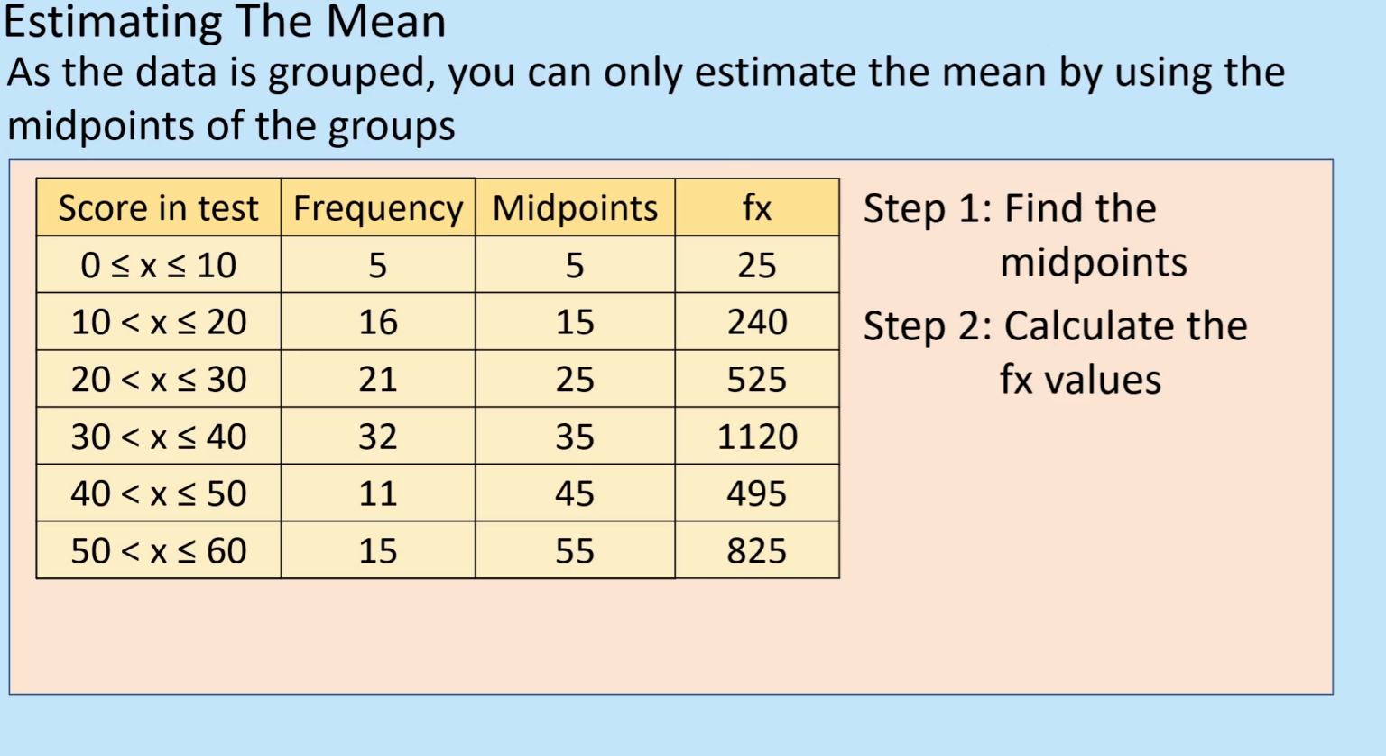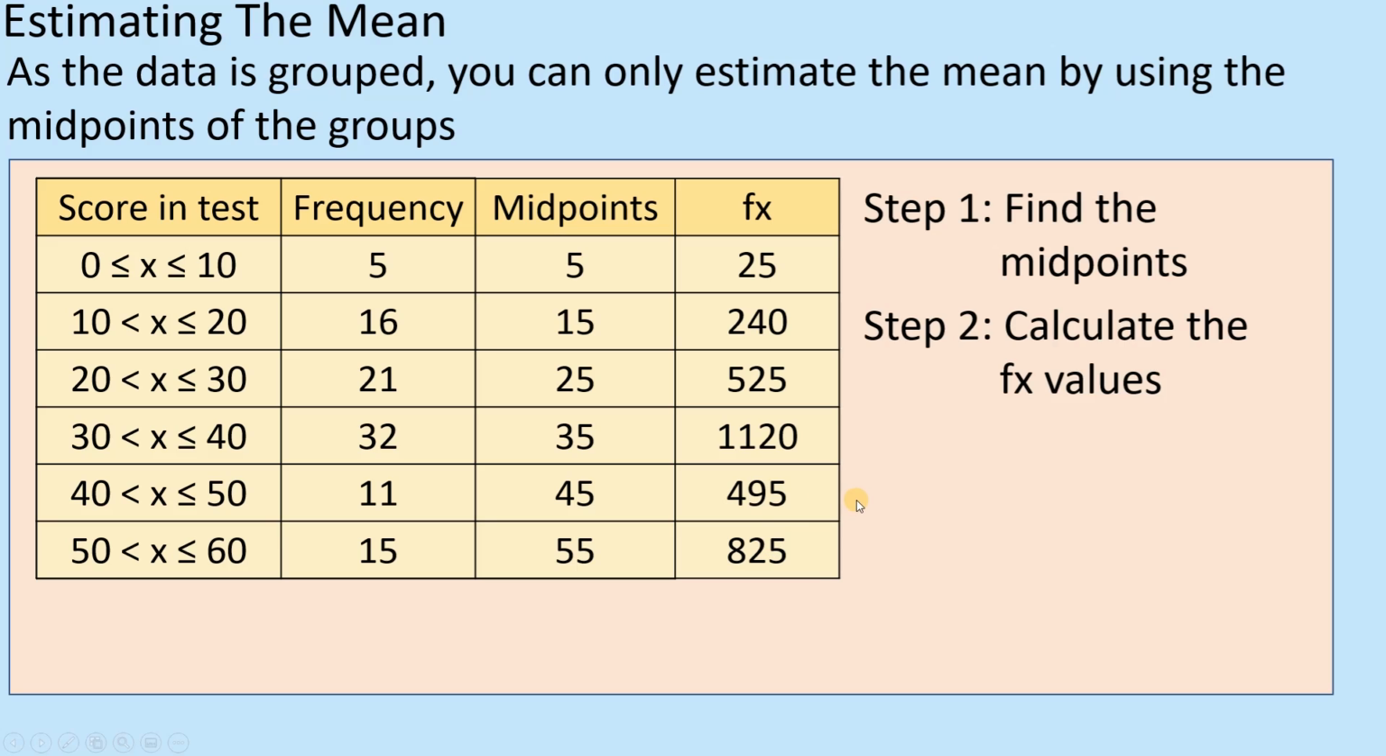This column here is essentially adding up all the scores. But of course we are estimating, because they did not all get 5, some would have got lower, some would have got bigger. So we're taking an estimate, but what we're saying is those 5 people have got a score between 0 and 10. We're estimating they all got 5, so an estimation would be that they got 25 marks altogether, and so on for all the remaining rows.